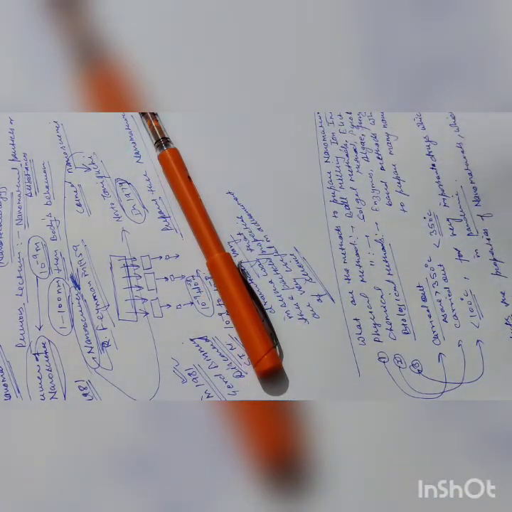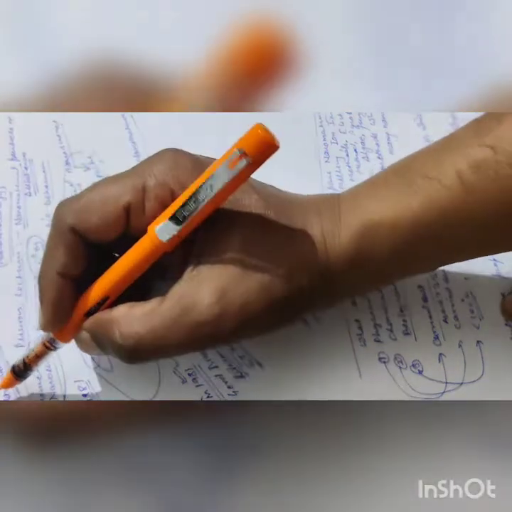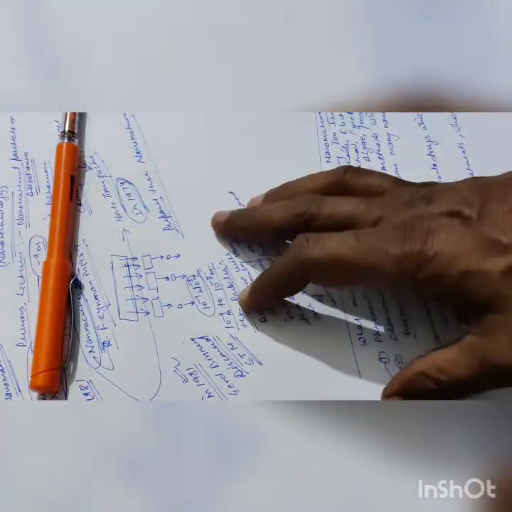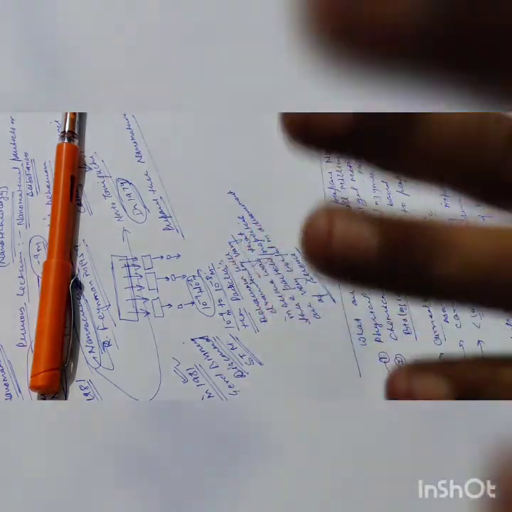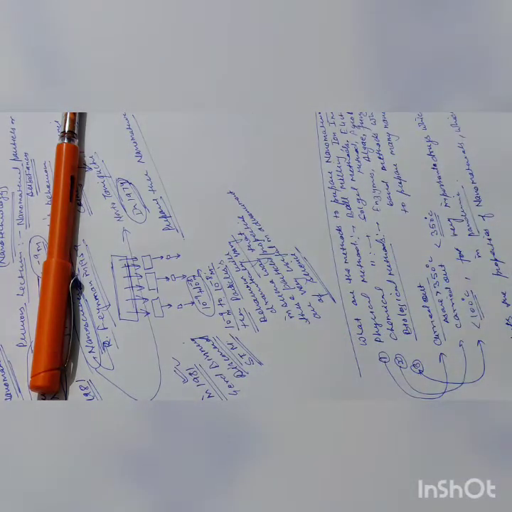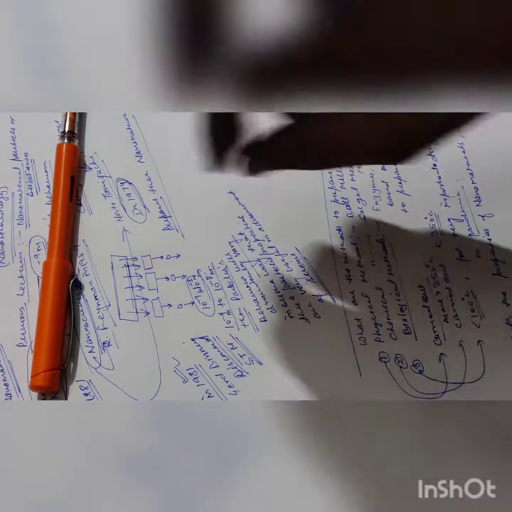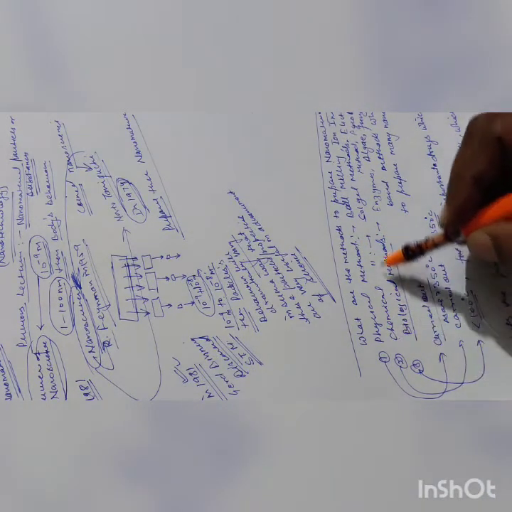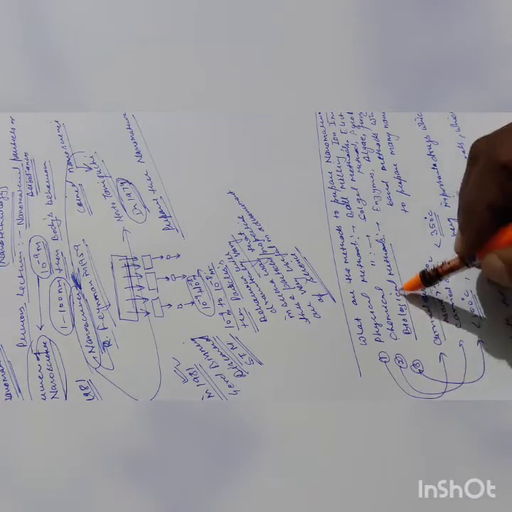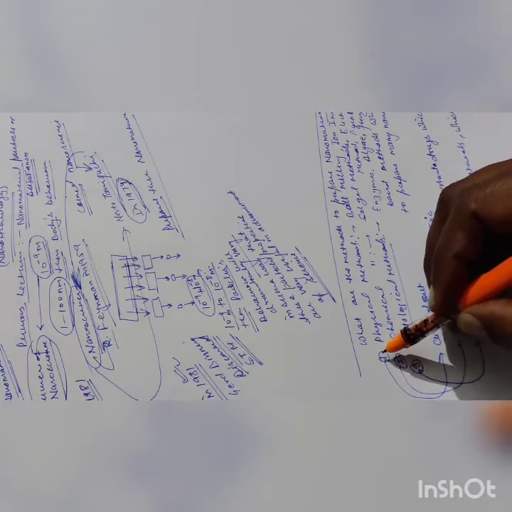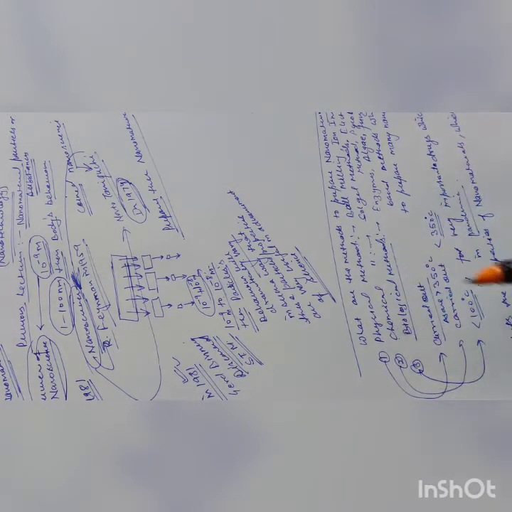Now today's main topic is synthesis of nanomaterials. There are three types of methods for preparation of nanomaterials. First of them is physical method, second is chemical method, third is biological method. First, let us study this physical method.